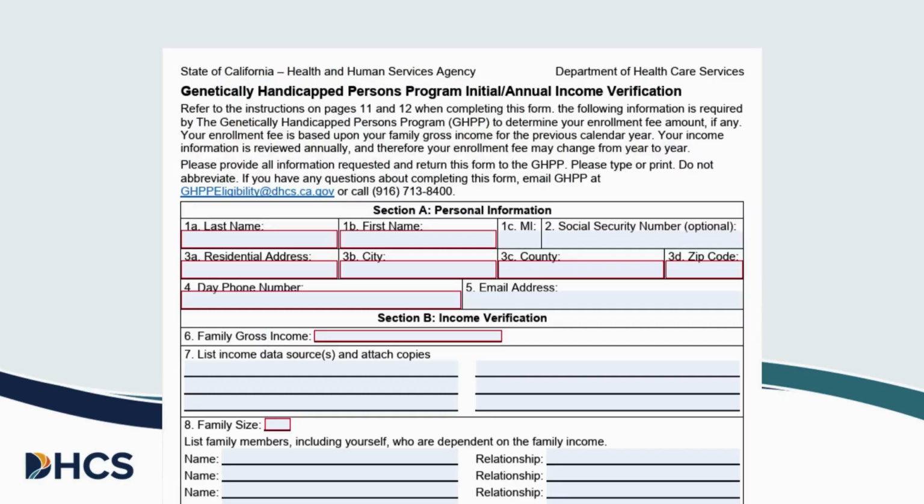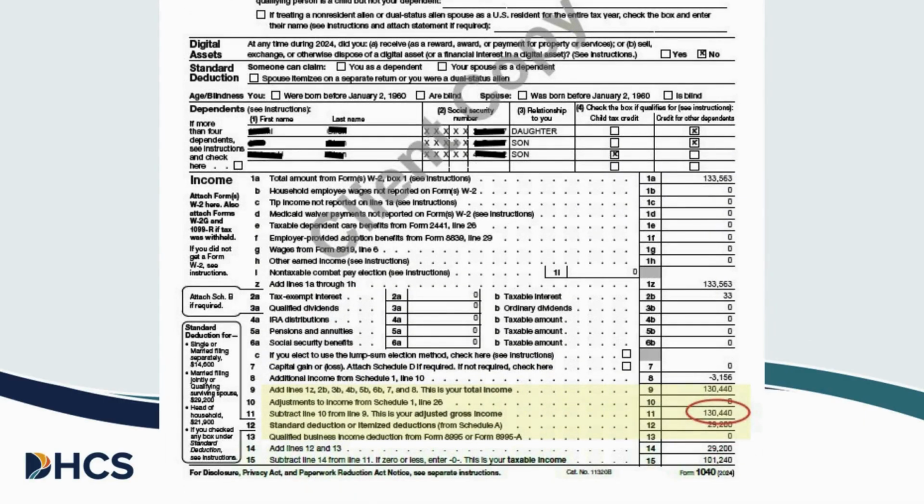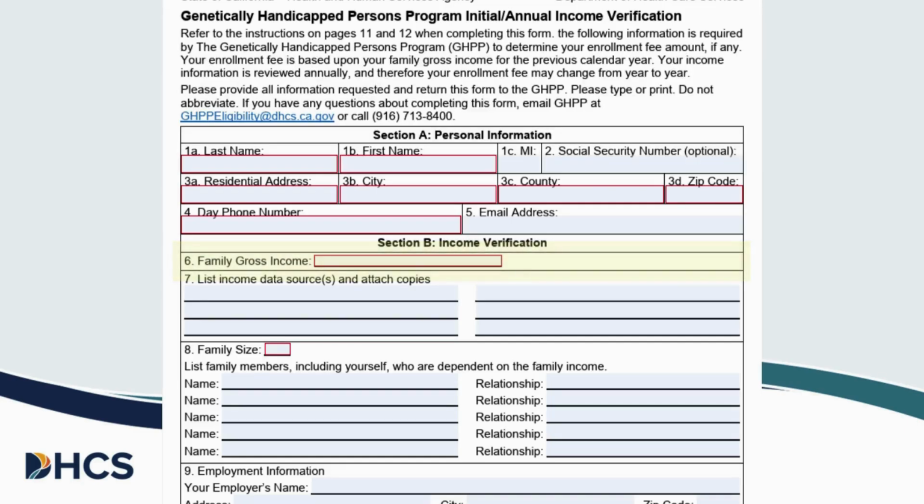Part B is necessary for gathering information regarding your income, as there is an enrollment fee for individuals making over 200% of the federal poverty line. How much your enrollment fee is depends on your income. Most specifically, the adjusted gross income reported on your previous year's taxes. Please remember that falsely reporting your income is prohibited and may result in adverse action and disenrollment from the GHPP program. Field 6 asks for your family gross income.